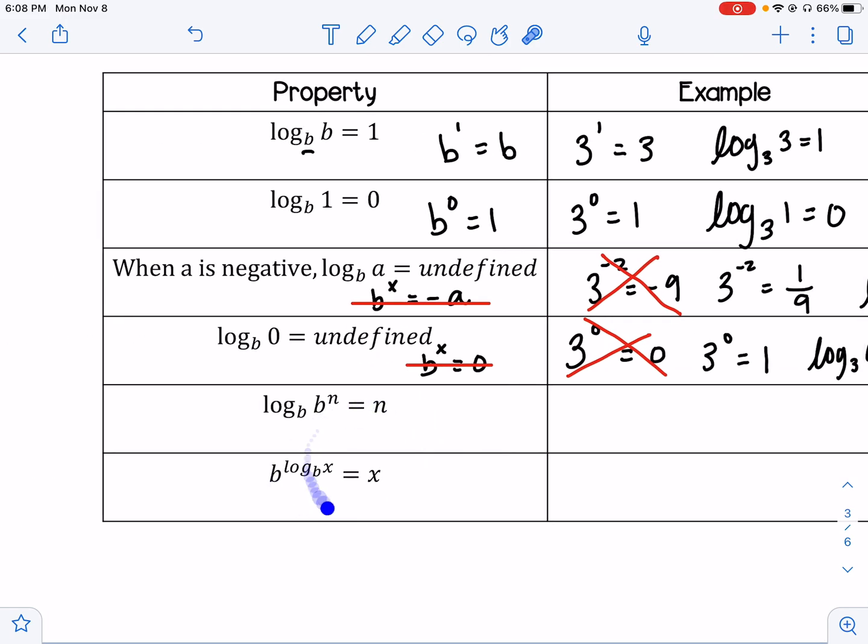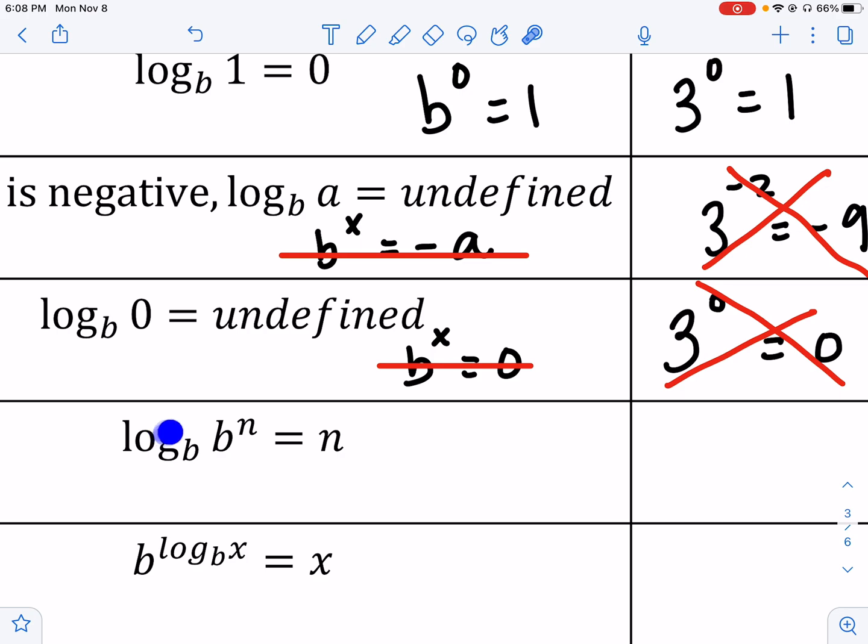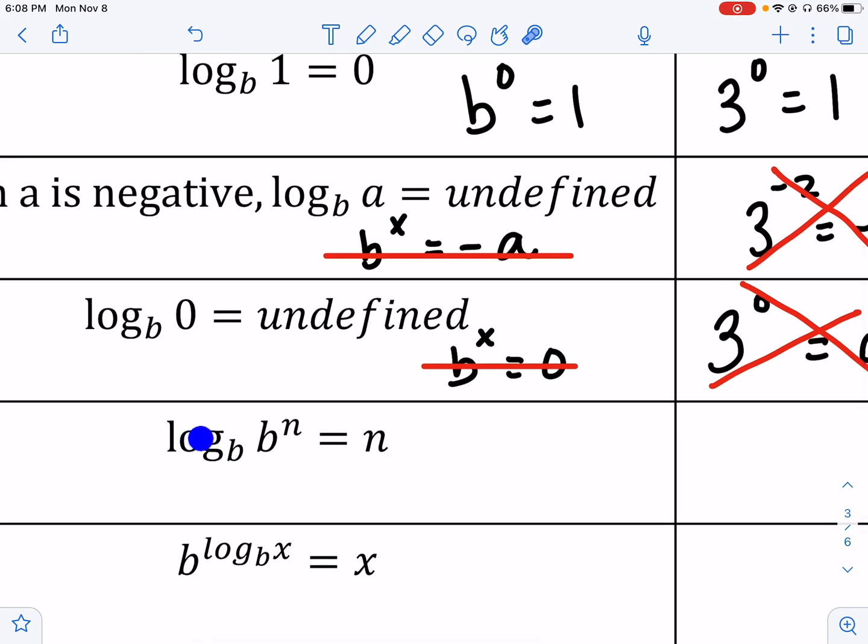Okay, these two, in our next unit, when we look at our properties of logarithms, which have some pretty cool ones, such as our properties of exponents, we're going to look at why these work a little bit more. For now, we just need to know them. So here it says log base b of b to the n equals n.